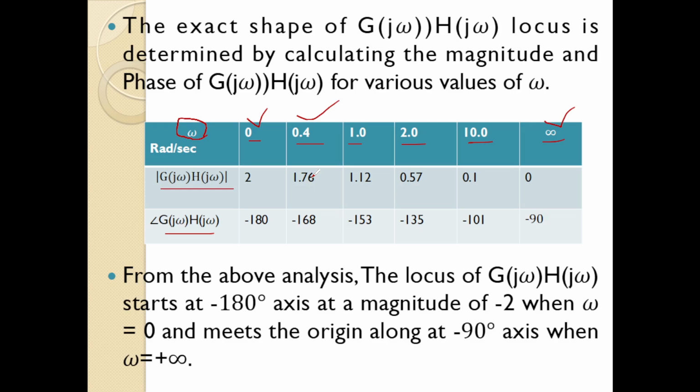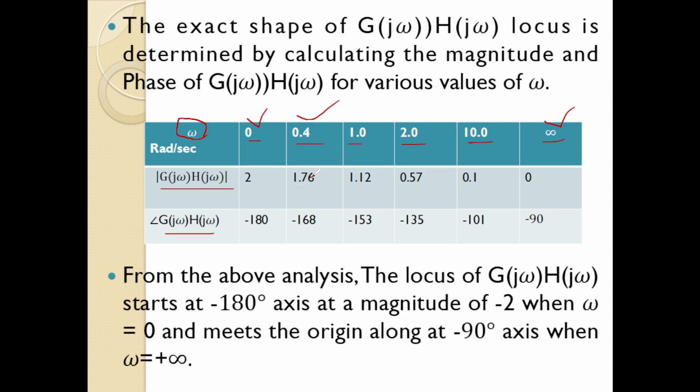Okay, so from this table, what we can say is that the locus of the sinusoidal transfer function g of j omega h of j omega will start from the minus 180 degree axis at a magnitude of minus 2. Okay, isn't it?